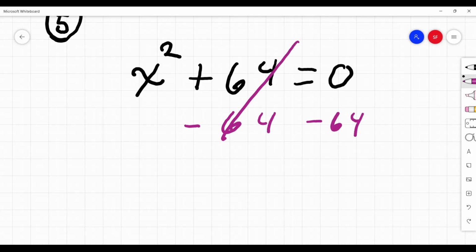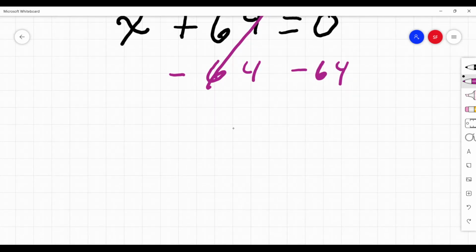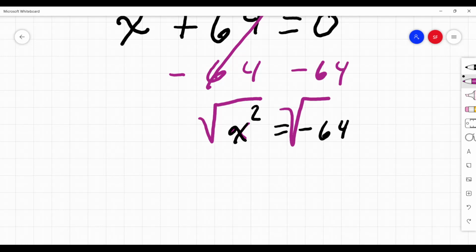So those 64s cancel, and we end up with x squared equals negative 64. What's the opposite of squaring something? Square root. So we're going to take the square root of both sides. Because square root and square are opposites, and when we're trying to get rid of something, that's how we get rid of it. Just divide by 2? No, because it's not multiplied. It's squared.